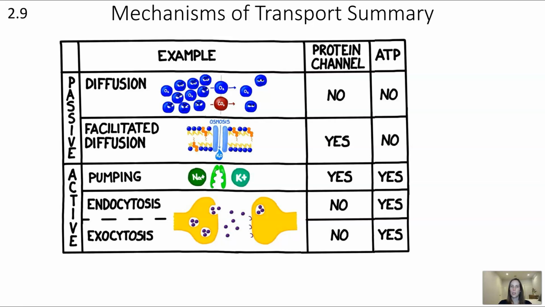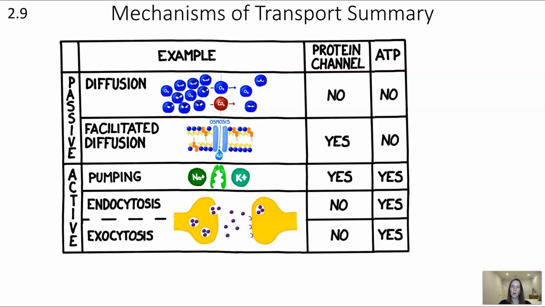The other two pictures shown are active transport that do require ATP. So one example is a pump. So shown here is a sodium-potassium ion channel pump. And this is a form of a protein channel that moves sodium and potassium ions against their concentration gradient, and so requires energy in the form of ATP and is active transport.